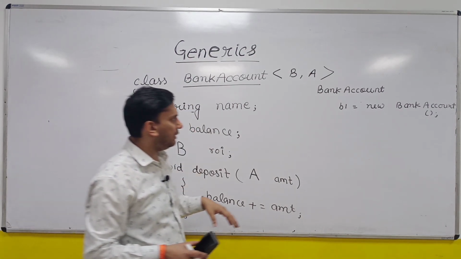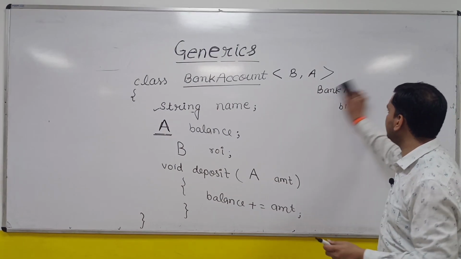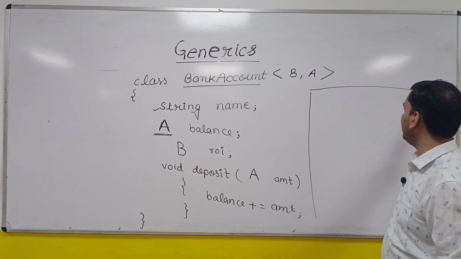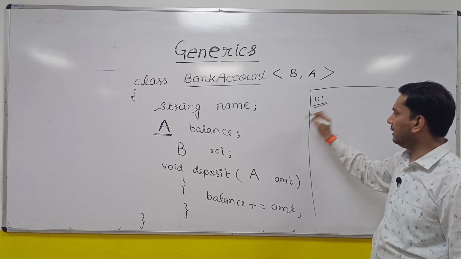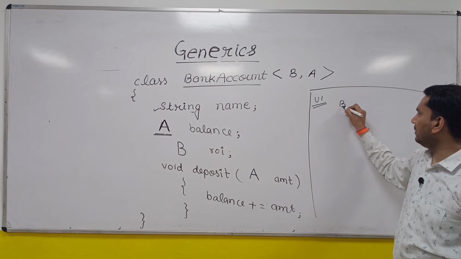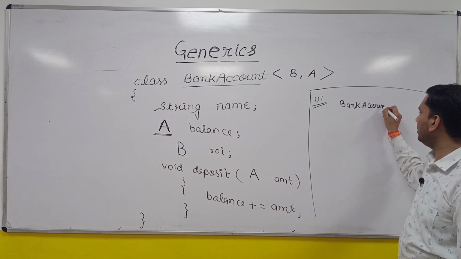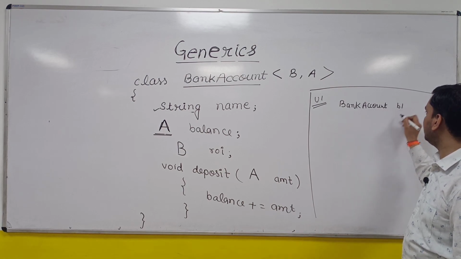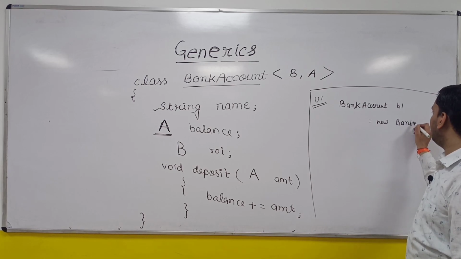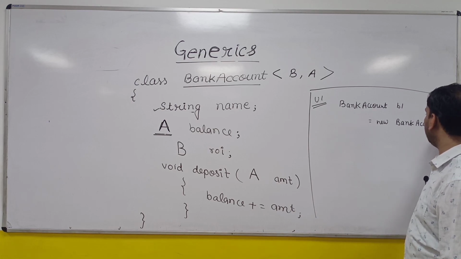Now what is the benefit here? Let us come to the instantiation. Now maybe user 1 wants to create the object of this class. So what will they be writing? In the conventional manner you will be writing like this: bank account B1 is equal to new bank account. You will write something like this.